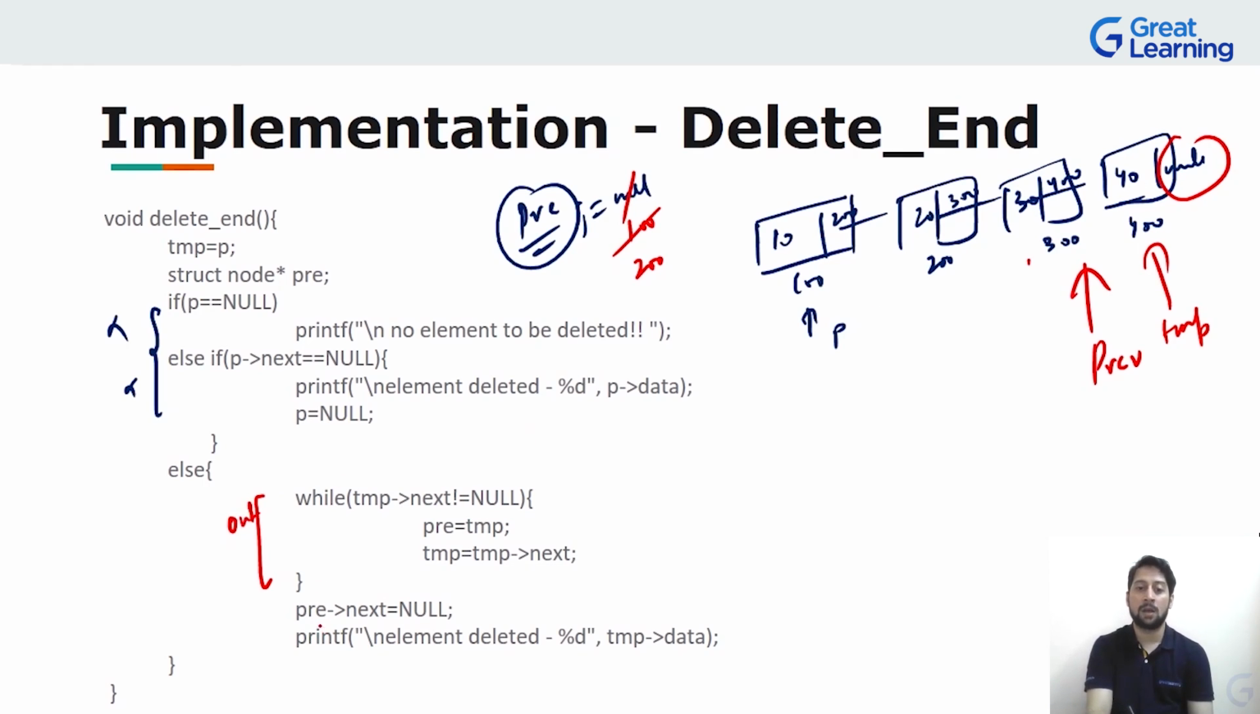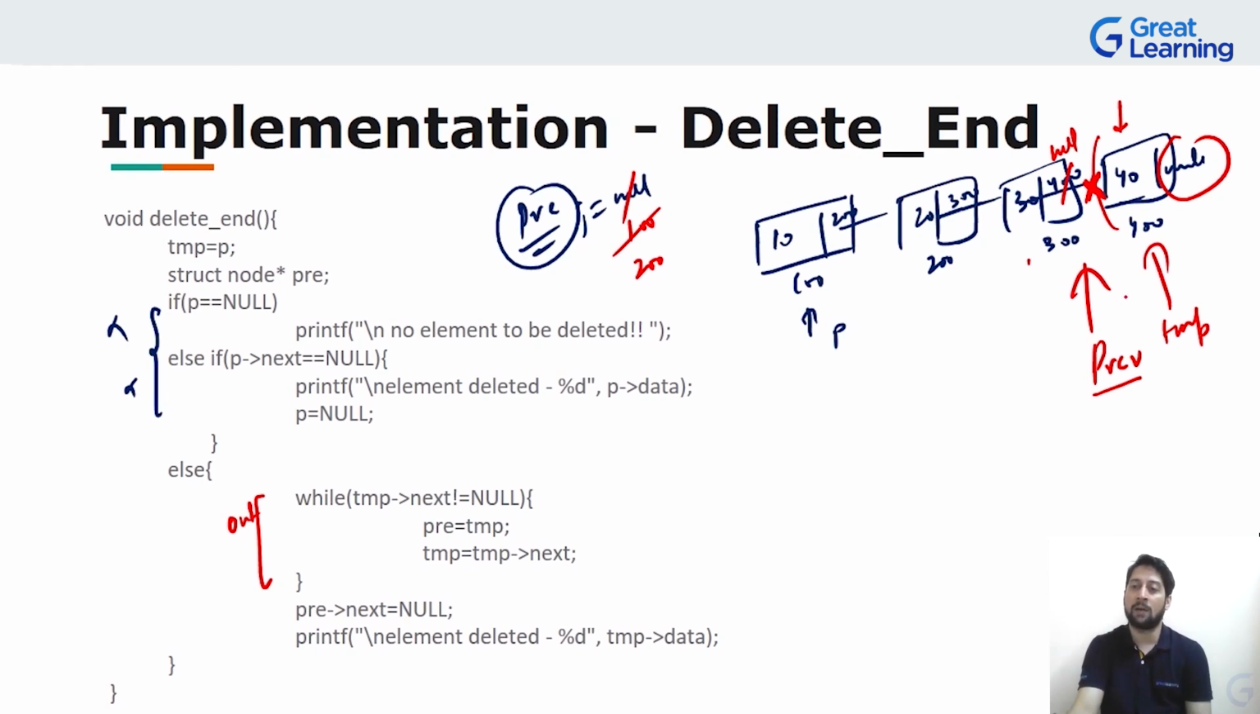Now please put pre's next to null. This is just to keep track of the previous node so that we can remove this node directly by just updating the previous next. So previous next was 400. Please put null in it. So this link is gone. This link is manipulated. So we don't have this node anymore. We cannot access this node.